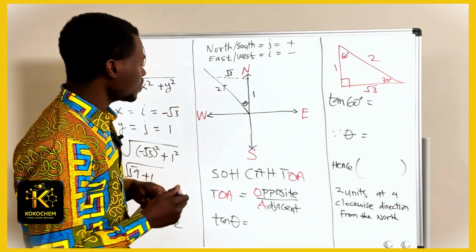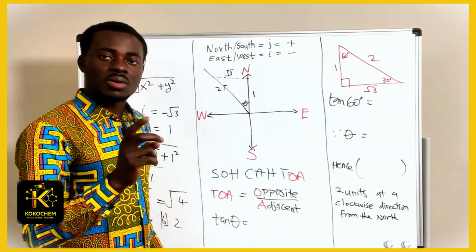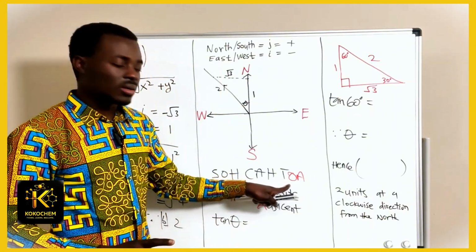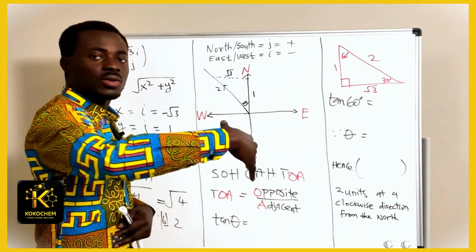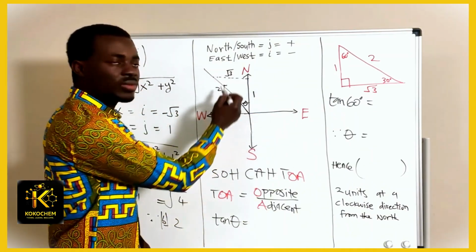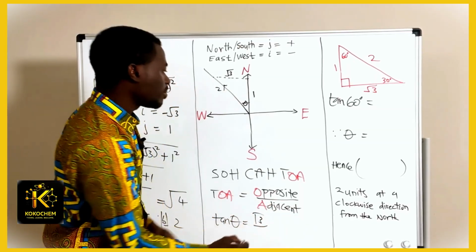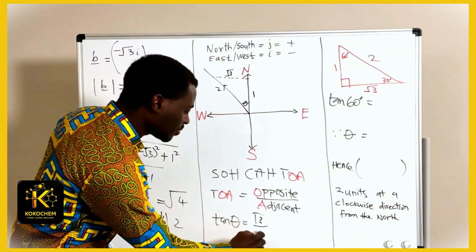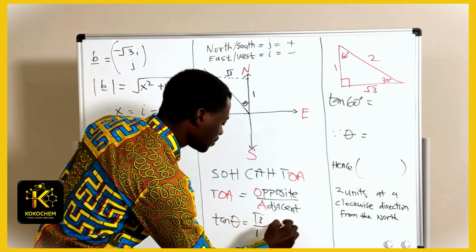So we use the two values, the x component and the y component, with tan, which is opposite over adjacent. The opposite side of theta is root 3, divided by the adjacent side, which is 1. So tan theta is root 3 divided by 1, which is root 3.